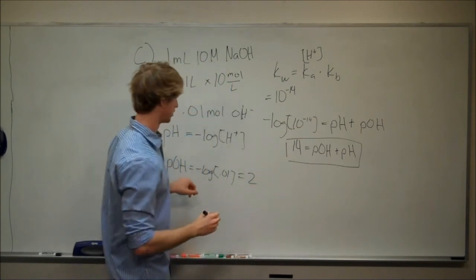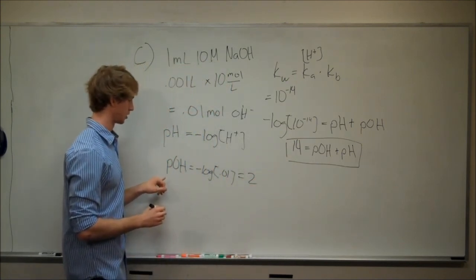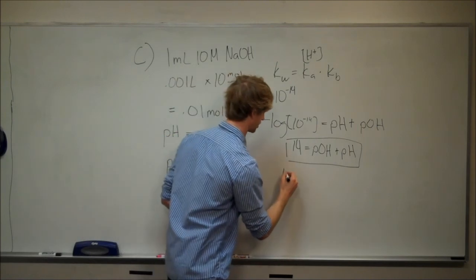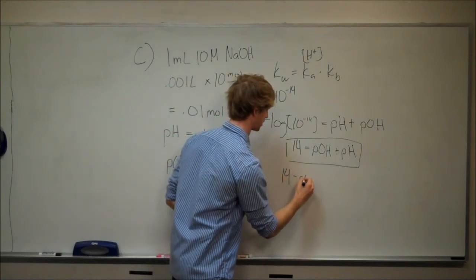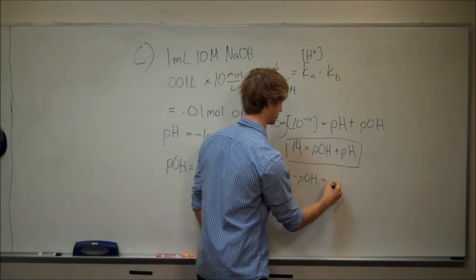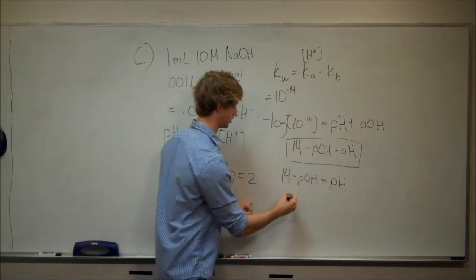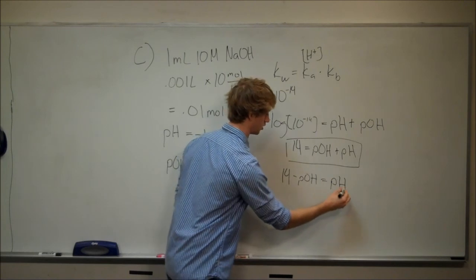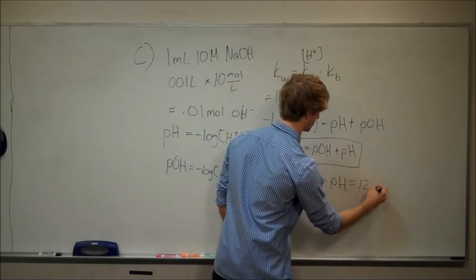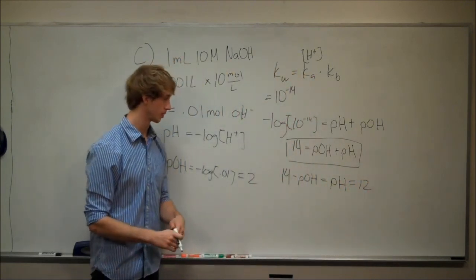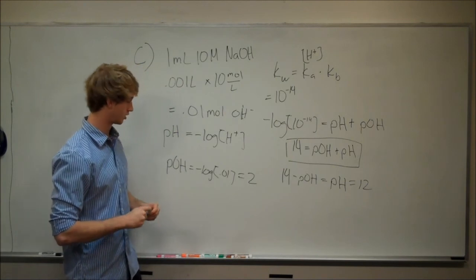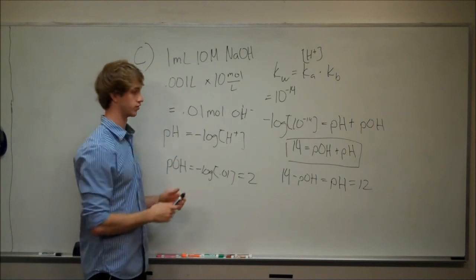So let's solve. Right now it's just some simple algebra. We have 14 minus pOH is equal to pH. Our pOH is 2, so 14 minus 2 will give us a pH of 12. And that is how you solve for pH given the concentration of hydroxide.